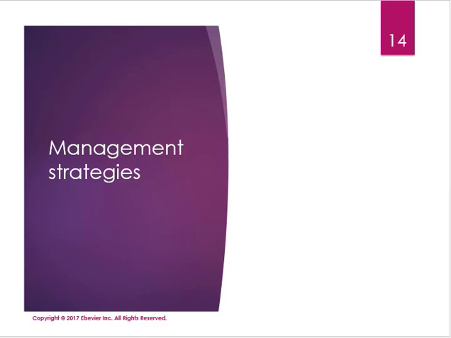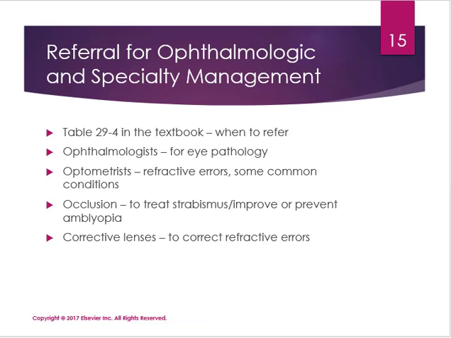So let's talk a little bit about some management strategies. Be sure to review Table 29-4 for a comprehensive pediatric medical eye evaluation to clarify a little bit more about who they might need to see based on the pathology of what you're finding. So if you're concerned about the pathology of the eye, you need to refer your little one to the ophthalmologist.